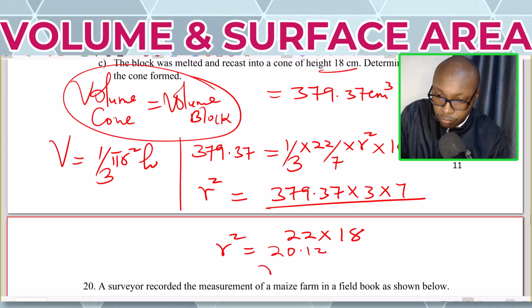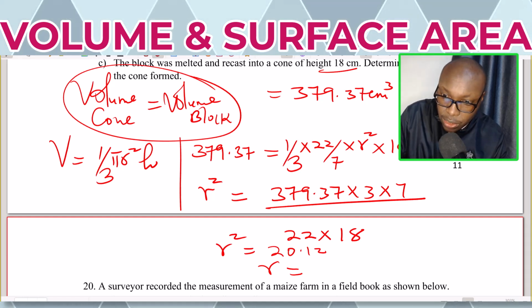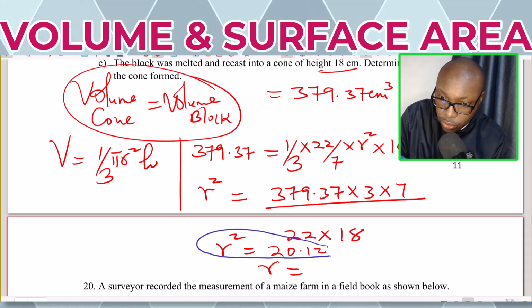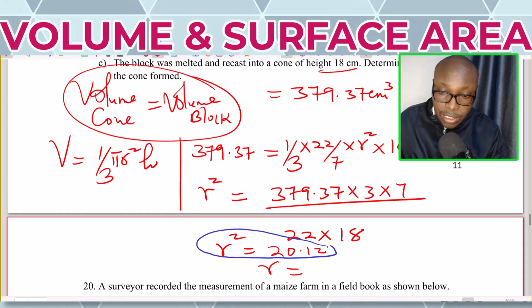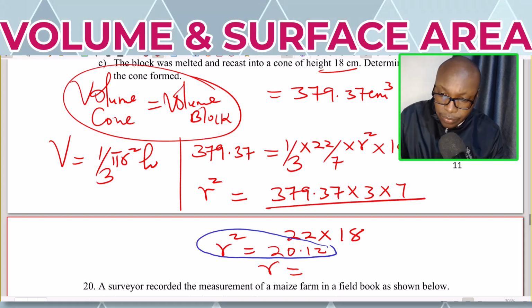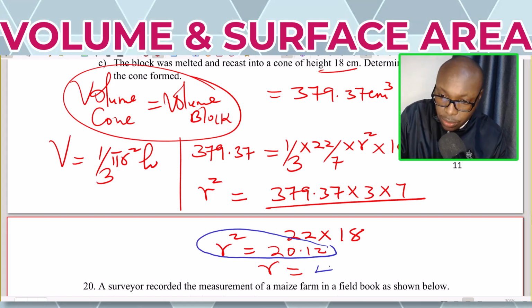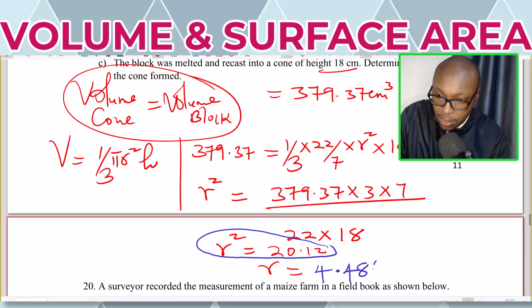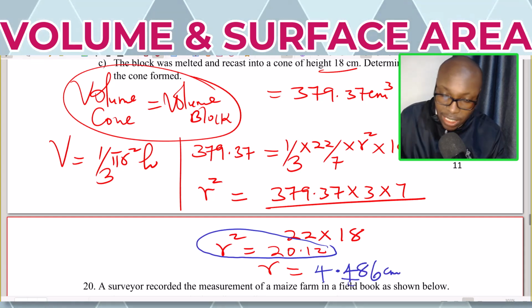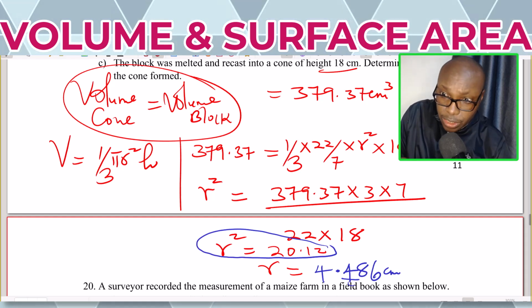So you get r squared equals 20.12, correct to 4 significant figures. So to get the radius, you get the square root of both sides. The square root of 20.12 will be 4.4866 centimeters. So that is the radius of this cone.